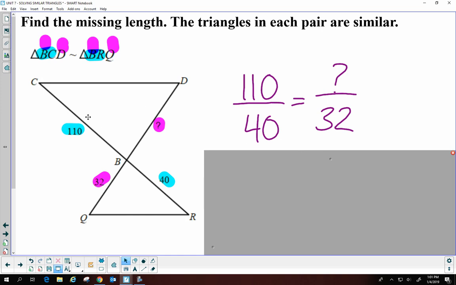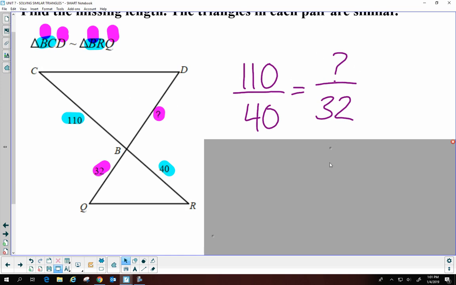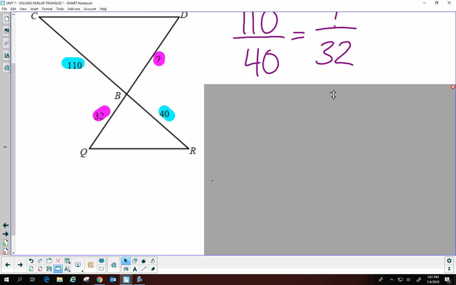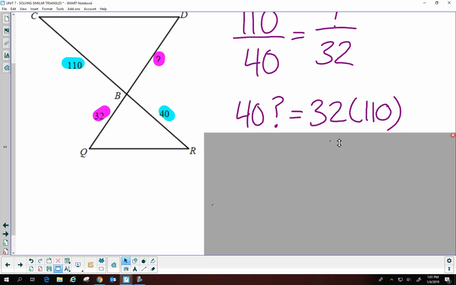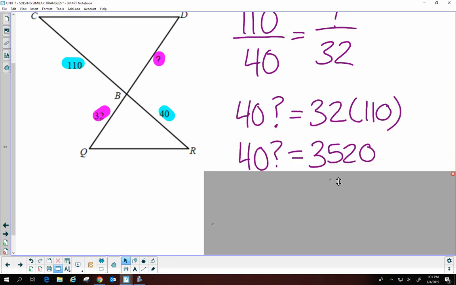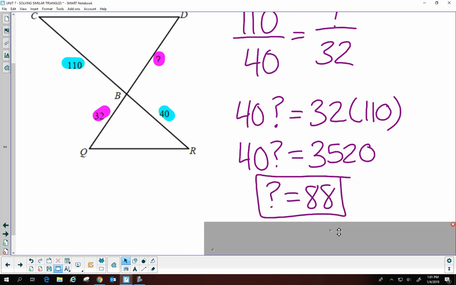Again, very important. These two numbers, 110 and question mark, are part of the same triangle, and so they go both on top. You just have to be consistent. Cross multiply. Simplify that right side, and then divide both sides by 40 to find out that missing piece is 88 long.